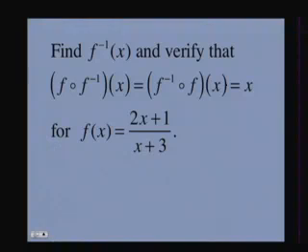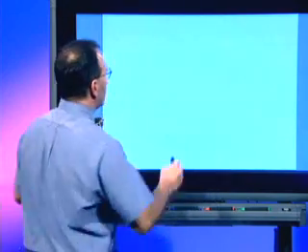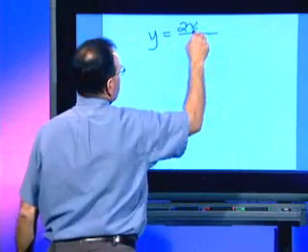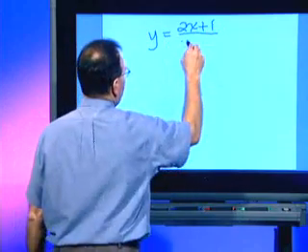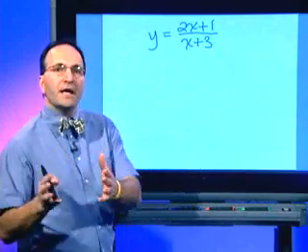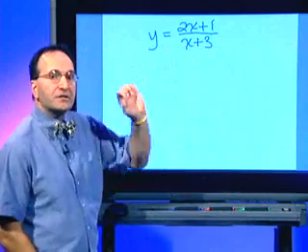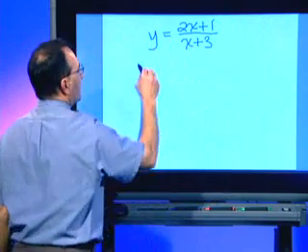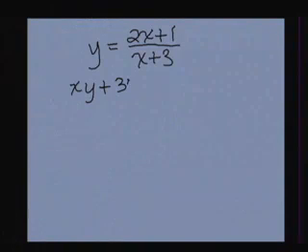Find f inverse of x and verify that they are in fact inverses for the function f of x equals 2x plus 1 divided by x plus 3. We'll start off again replacing f of x with y. So our equation looks like this: y equals 2x plus 1 over x plus 3. What I need to do here is solve that for x in terms of y. So we multiply by x plus 3 on both sides. It cancels out here, and over here we get xy plus 3y equals 2x plus 1.